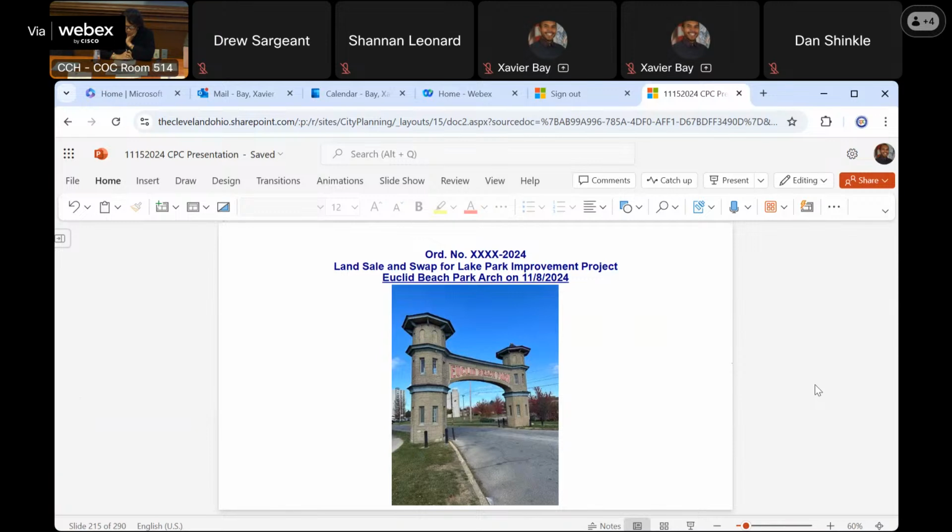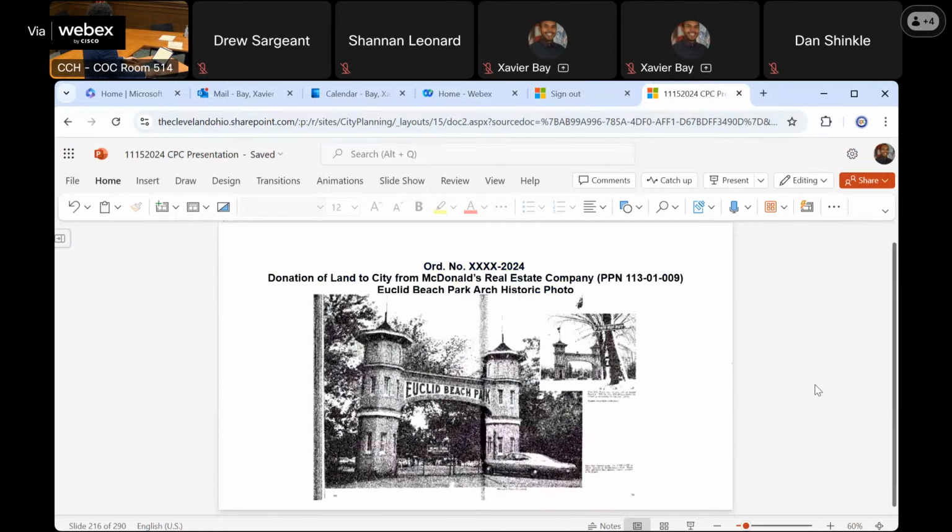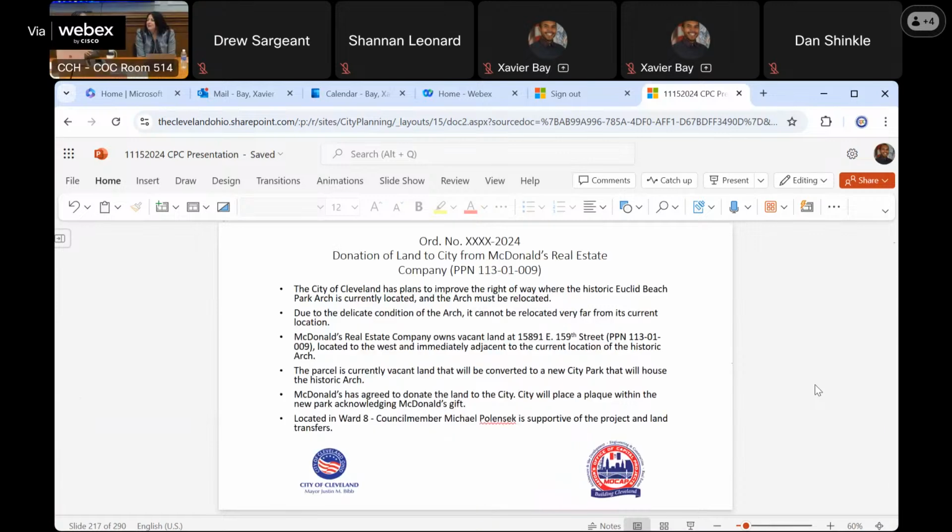Our architecture team is working on a schematic to not just include the historic archway in the new city park, but also a plaque acknowledging McDonald's donation. Council Member Lindsay is in support of this project. Great solution. Yeah, very good solution. Rare. So clearly you're a good negotiator.